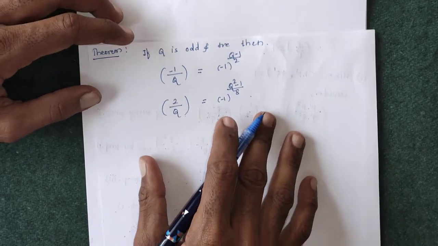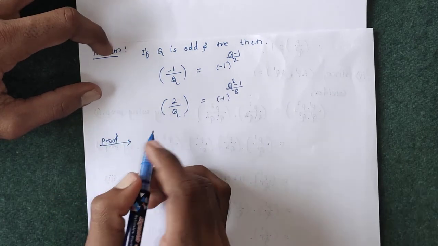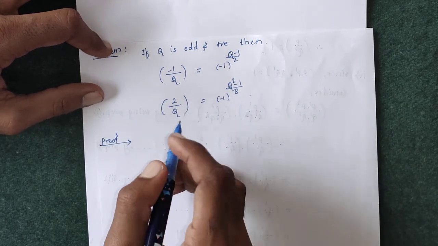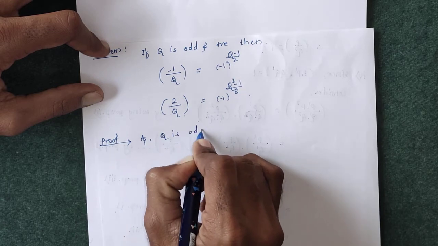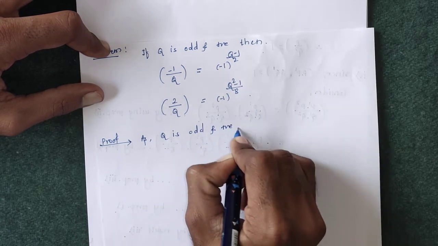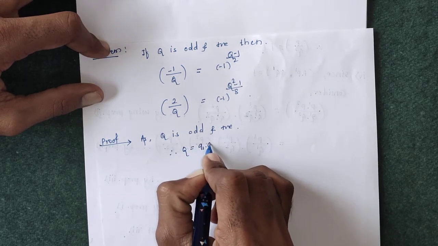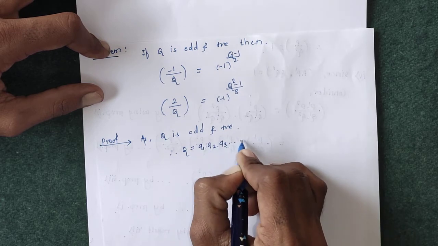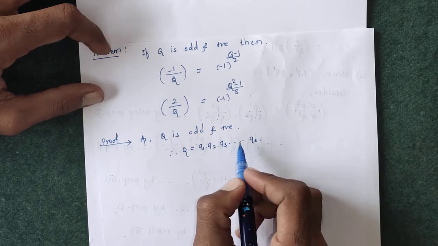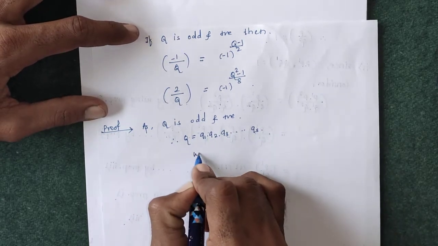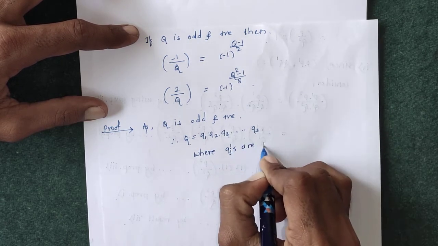Now, to prove this result, proof of this result, we have given Q is an odd and positive integer. As Q is odd and positive, therefore Q can be written as the multiplication of some prime numbers q1, q2, q3 up to, suppose, qs. Q is the multiplication of these s prime numbers, where these qj's are primes.